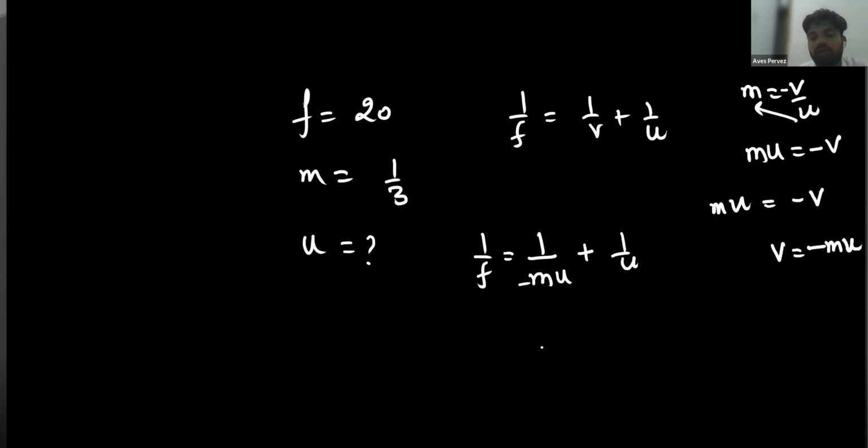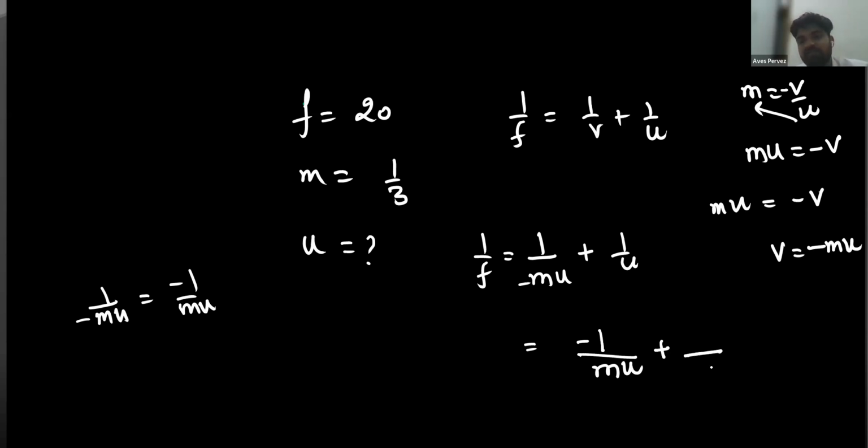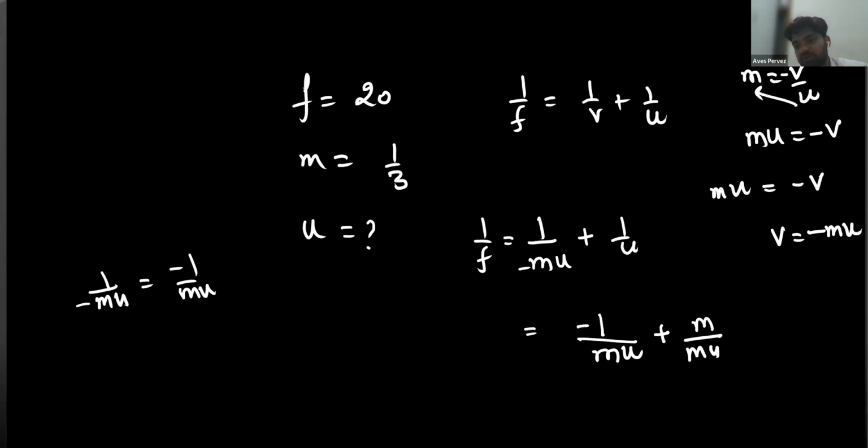plus 1 by u. Now, taking the LCM as mu, I just bring this one. You can write 1 by minus mu upon 1 can be written as minus 1 upon mu. Got it? It can be written this way. So I can write here minus and plus, and here there is no m because I'm just taking the LCM. So can I write this as mu upon m? Now you cut it, you will again get 1 by u. So mu upon m can be written this way.